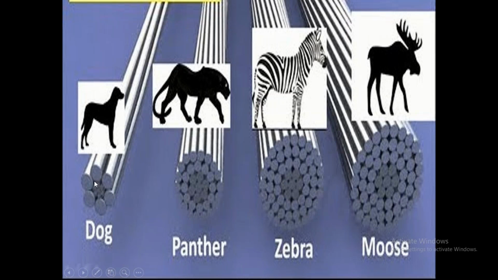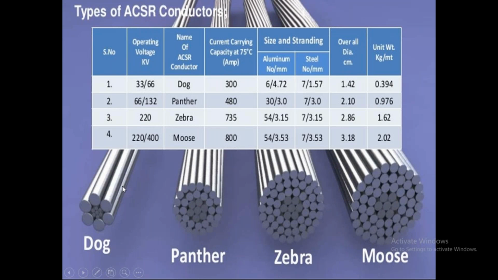If you look at this, based on size, the voltage capacity increases, and the travel speed also increases, right? So these are the four different conductors based on their size. Let me go through what the capacity of these four conductors is.